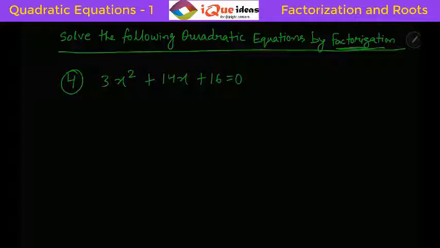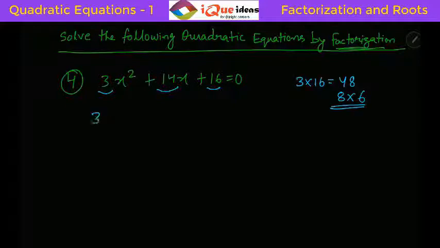Now in this fourth question, we have coefficient of x squared as 3 and the constant term is 16 and the constant term has plus sign. So 3 into 16 is equal to 48. We break 48 into 2 parts such that the sum of those 2 parts is 14. So if you see, 48 is 8 into 6 and 8 plus 6 is 14.